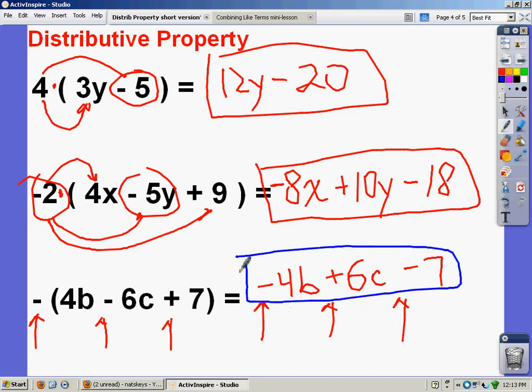I can't combine, and there's the application of the distributive property. I went through this pretty quickly. Please pause it any time, review it, just make sure you understand how to apply the distributive property, and of course, lots of practice.